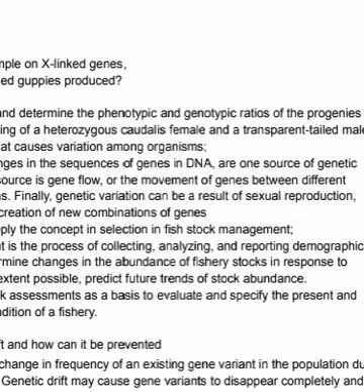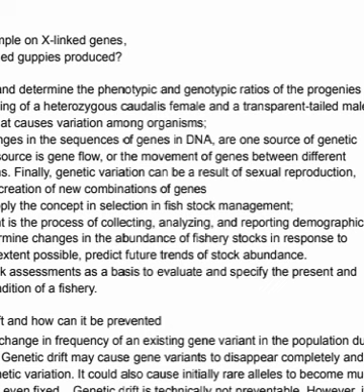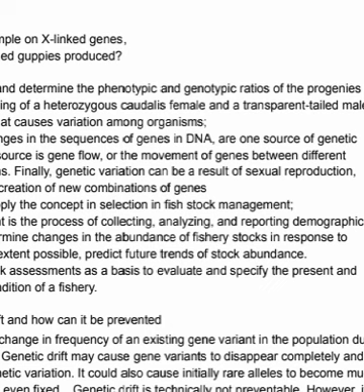Number 8. What is genetic drift and how can it be prevented? Genetic drift is the change in frequency of an existing gene variant in the population due to random chance. Genetic drift may cause gene variants to disappear completely and may thereby reduce genetic variation.